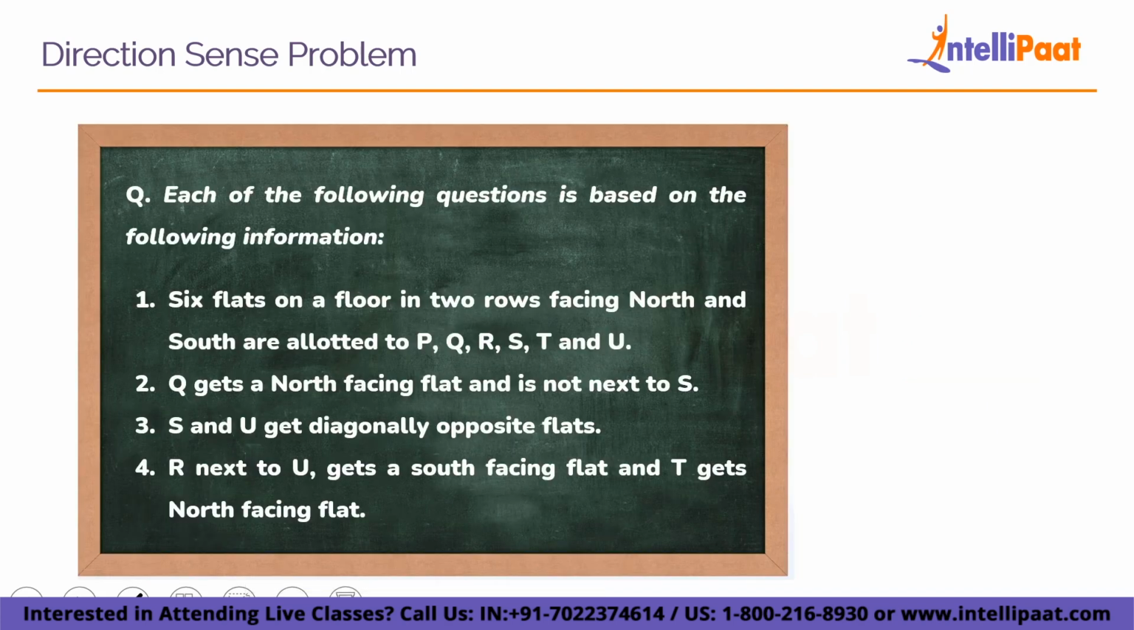Now let's jump on to our third problem, and our question here is, each of the following questions is based on the following information. So the first information that we have provided is 6 flats on a floor in 2 rows facing north and south are allotted to PQRSTU. So PQRSTU are these 6 flats, right?